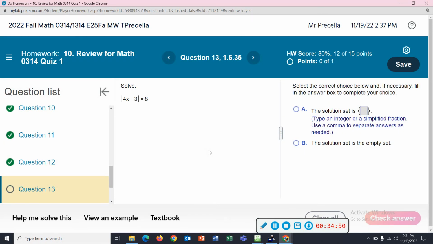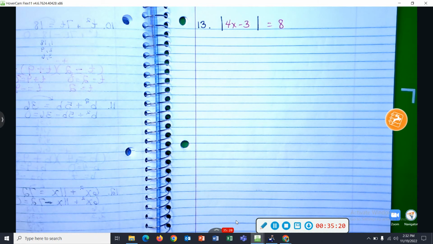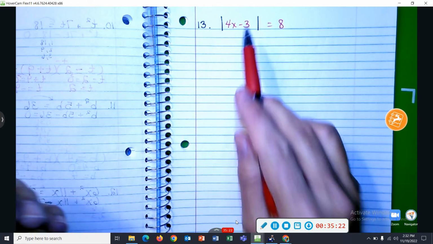This is an absolute value equation. So let me write that down. 13, absolute value of 4x minus 3 equals 8. This is not 14x minus 31 that I'm writing. You see? Okay. Not 14x minus 31, absolute value bars.